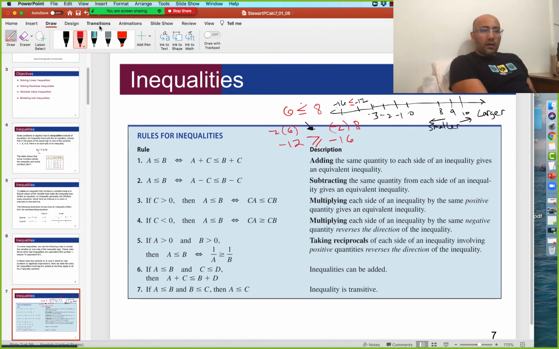Okay, the next property says that if A and B are both positive, and we have an inequality that is true, this one, then what happens when we flip it over and do 1 over A and 1 over B? And so the direction of the inequality changes.